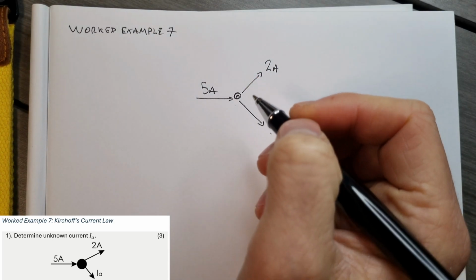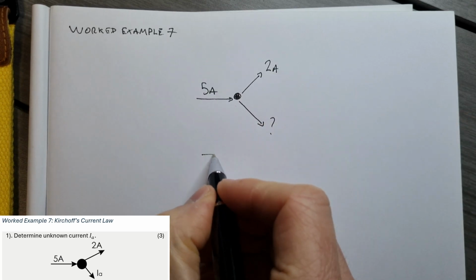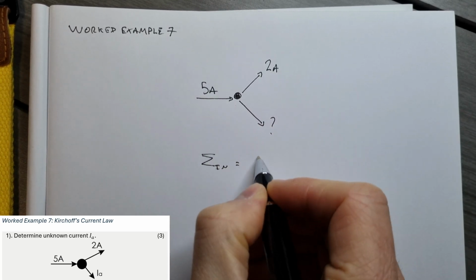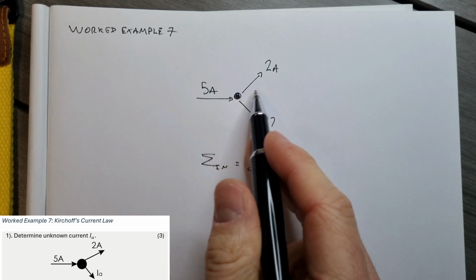So the way Kirchhoff's Current Law works is we have the total sum of currents coming in, so the sum in must equal the sum of currents coming out. Think of it as total going into a node must equal the total amount going out.